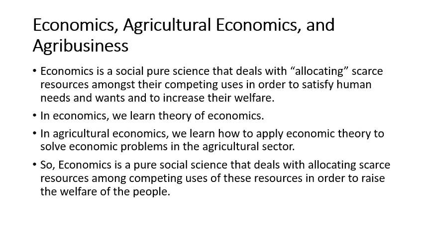Now we're going to talk about an example of a pure social science and an applied social science. Economics is a pure social science. Agricultural economics is an applied social science. Agribusiness is another applied social science. Economics is the pure social science that deals with allocating, I told you the meaning of allocating, تخصيص, توزيع, use of scarce resources amongst their competing uses, يعني في ظل استخداماتهم البديلة العديدة, in order to satisfy human wants and needs, عشان نشبع رغباتنا الإنسانية من الرغبات ومن الاحتياجات, and to increase their welfare, عشان نزود الرفاهية بتاعت الإنسان. In economics we learn economic theory.